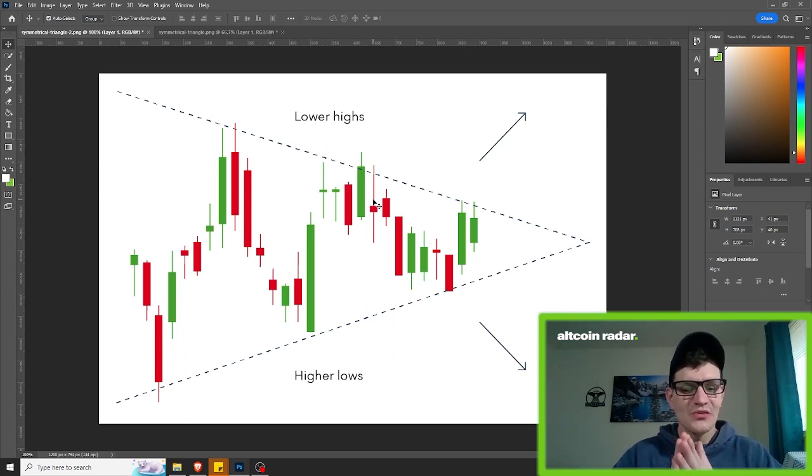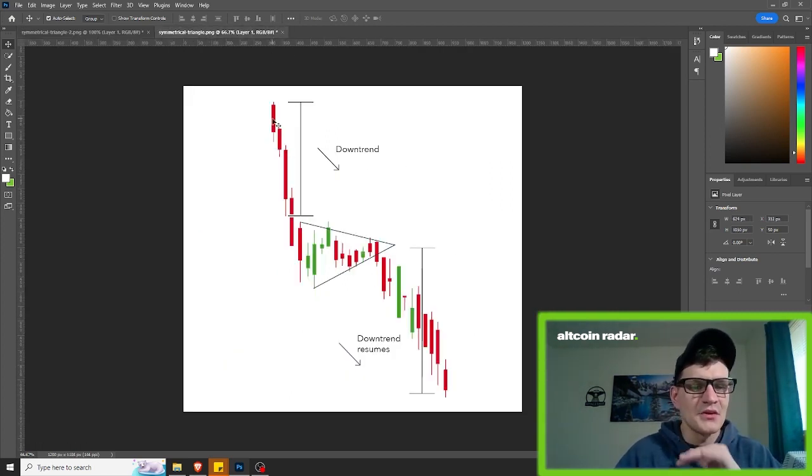This overall makes symmetrical triangles a bilateral pattern, meaning that they are best used in volatile markets, pretty much where there is no clear indication of which way the asset's price might move. So let's take an actual look at some in real life. Here's an example in a downtrend.